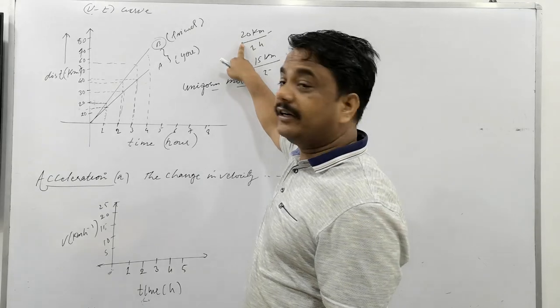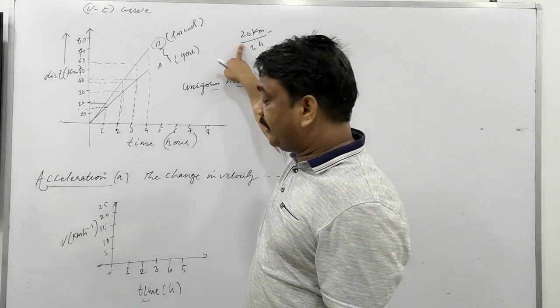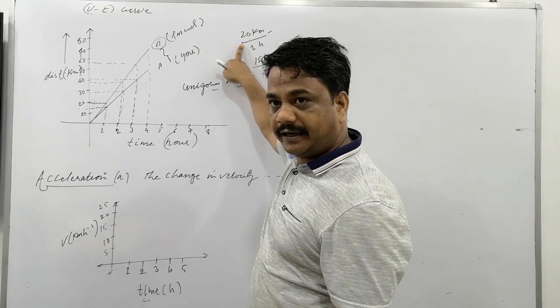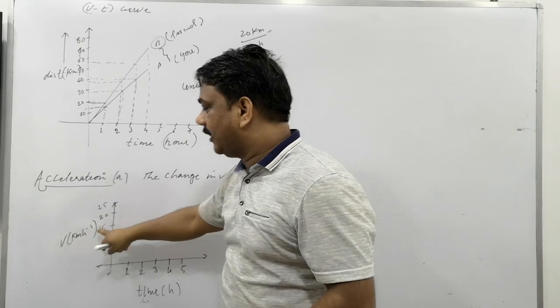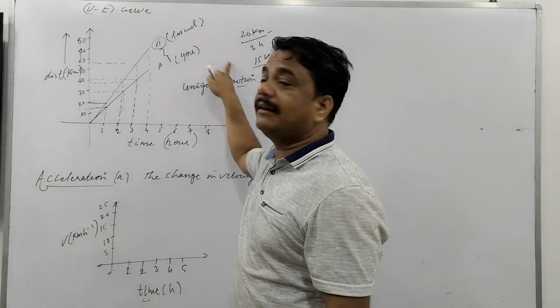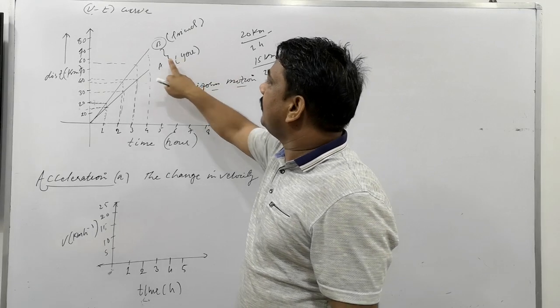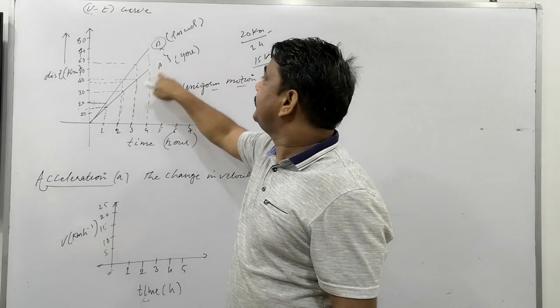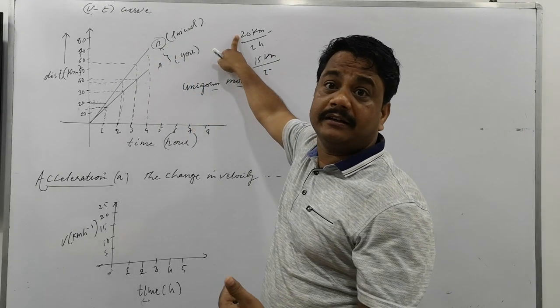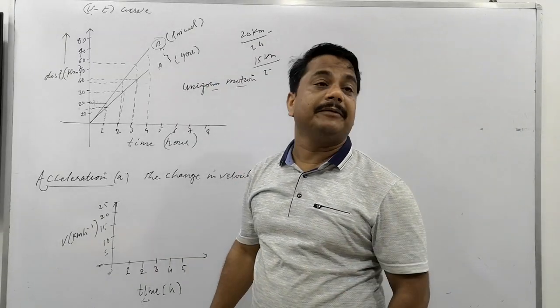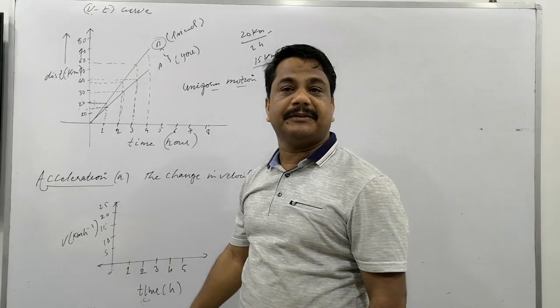So for 20 km per hour throughout the journey, with variation in time, the velocity-time curve is to be drawn for A and B. For object B, the object is traveling throughout the journey at 20 kilometer per hour. So what type of graphical representation will come?